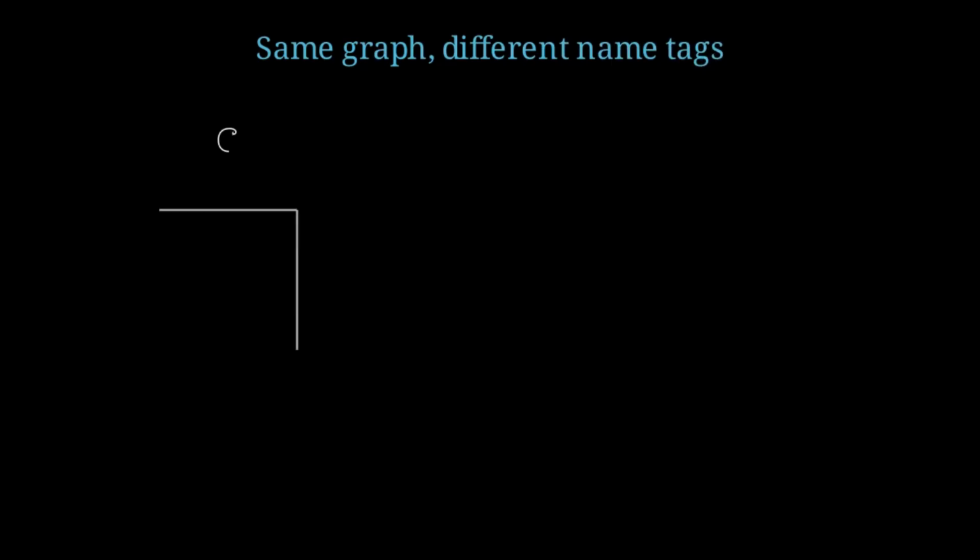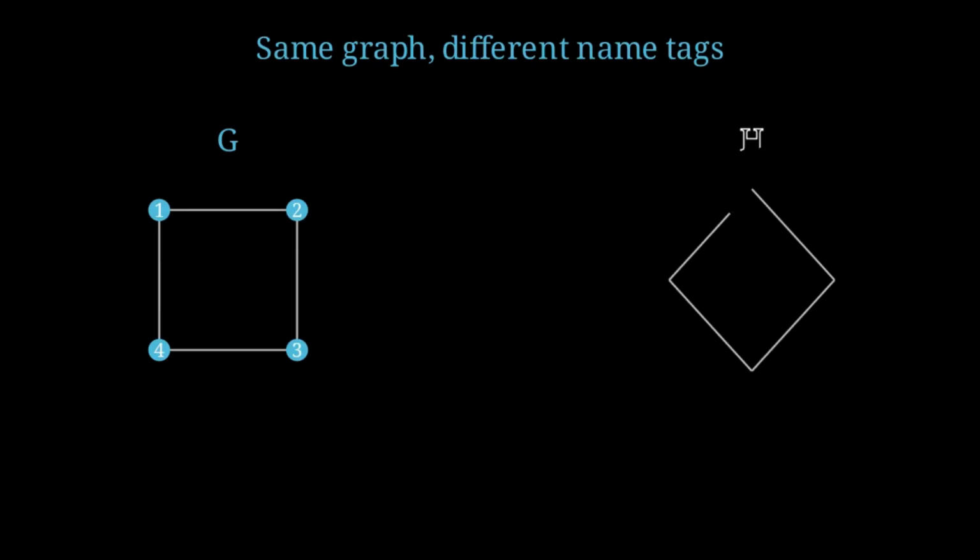Here we have two graphs, G and H. They look different geometrically, but graph isomorphism does not care about the drawn representation. So the question is, can we relabel the vertices of one graph to obtain the other?